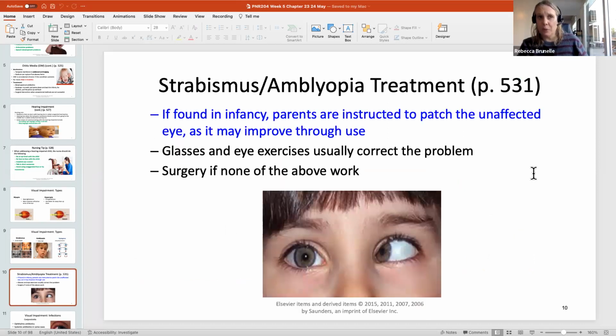So usually when you do it young enough, you can resolve the problem with the patch. You can also do glasses and eye exercises, and sort of the worst case scenario, if it's not caught early and treated, is that they might need to have surgery.